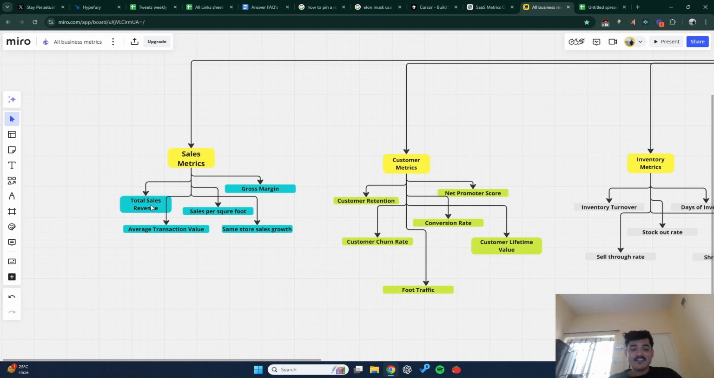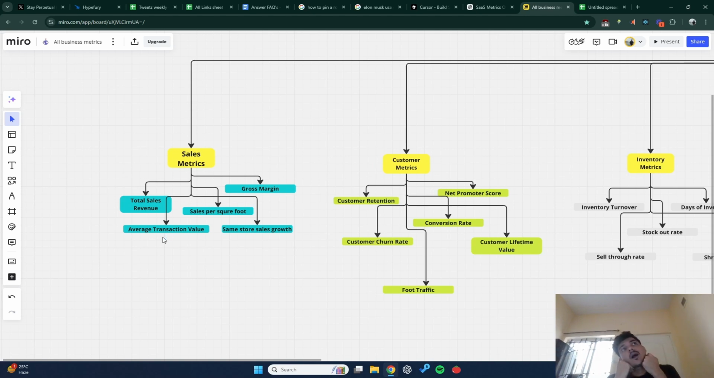Second one would be average transaction value. It shows the average value of each sale, and the formula for that is revenue divided by number of transactions. So if you have 100,000 revenue divided by how many transactions have occurred, you can see the average transaction value. Say the average transaction value is somewhere around $100.